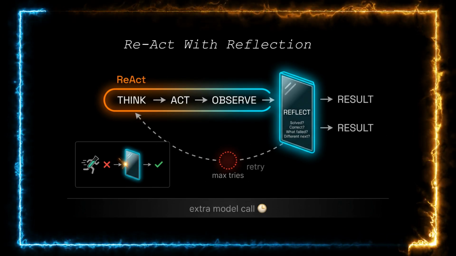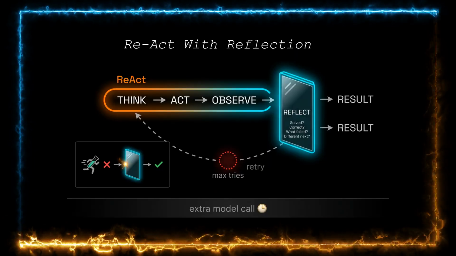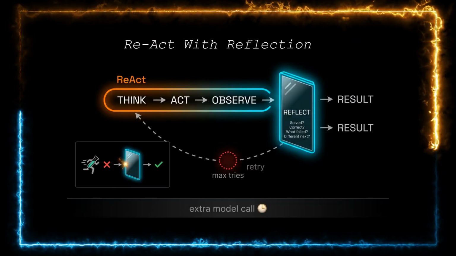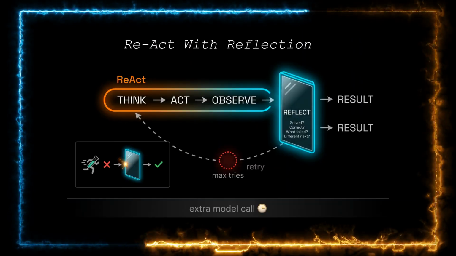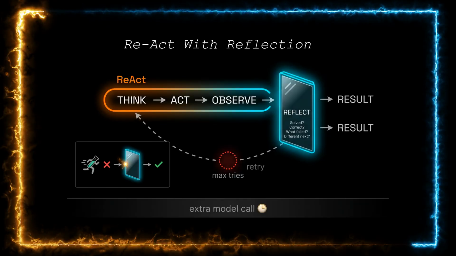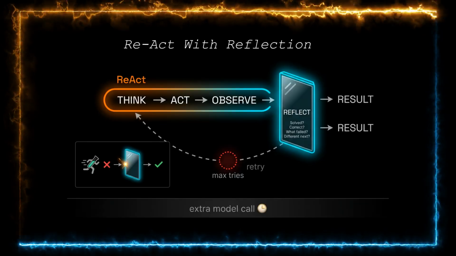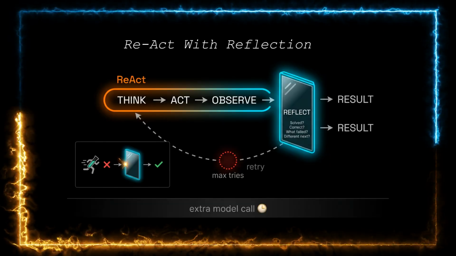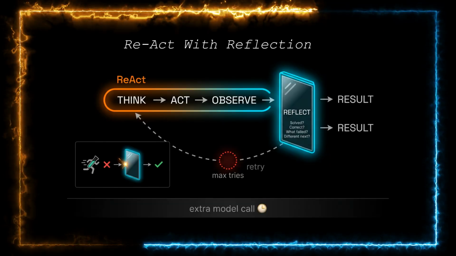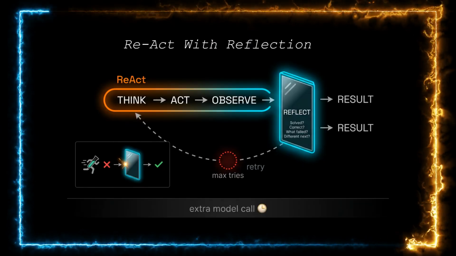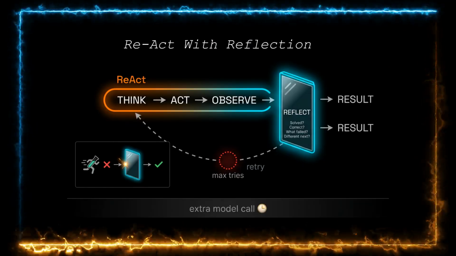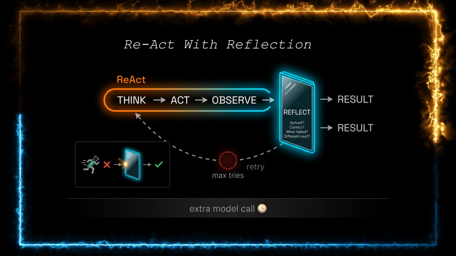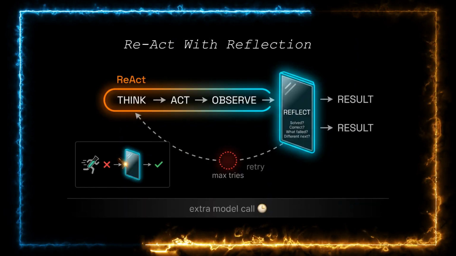This is useful when the first attempt might be wrong. For example, a coding agent might write code, run tests, see a failure, reflect on the error, and then try a better fix. Reflection improves robustness, but it has a cost. Every reflection step is another model call, and reflection is not magic. The model can still misunderstand the problem or overcorrect. This pattern needs clear stop conditions. Without limits, an agent can reflect and retry forever. Use reflection when quality matters and the task is complex enough that a single pass is not reliable.